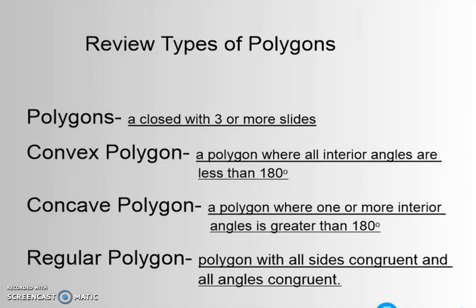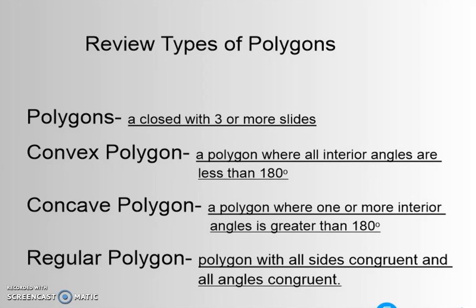Types of polygons, you have some notes to take here. A polygon is a closed figure with 3 or more sides. Not slides, just sides. Convex and concave, we barely touched on a little bit last semester. So convex is a polygon where all interior angles are less than 180 degrees. Concave is where one or more interior angles is greater than 180 degrees.